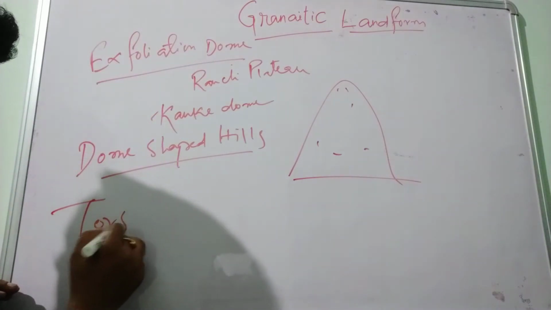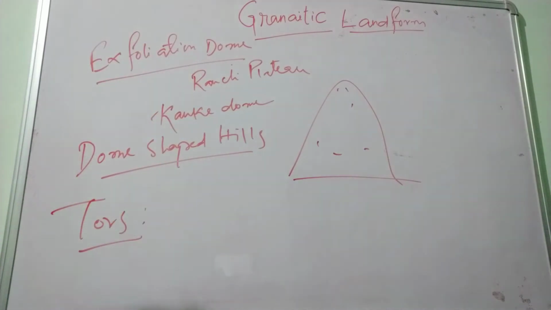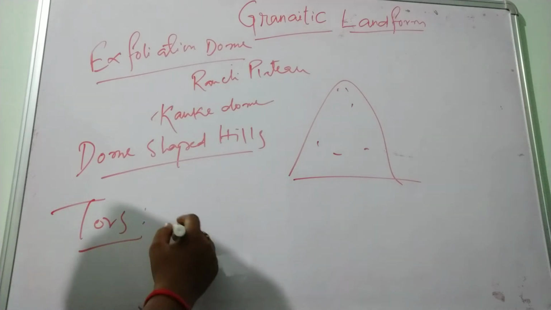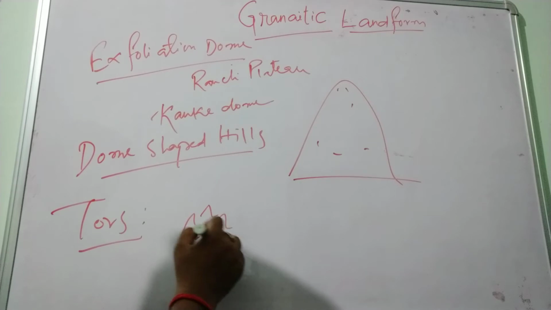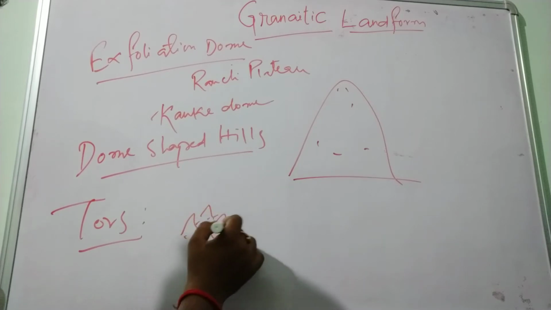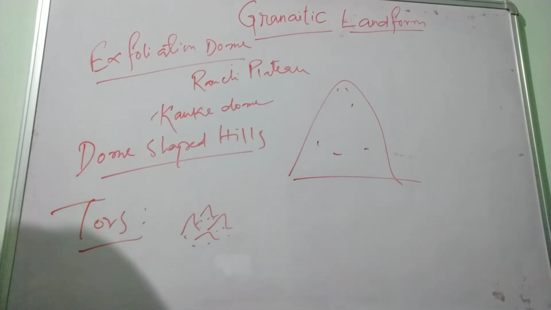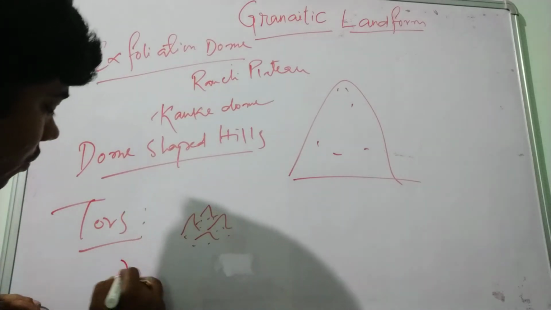Tors. Tors are small heaps of boulders, 4 to 20 meters in height, rising abruptly from the surrounding gentle ground surface, which are abundant in places like Zimbabwe and Uganda.